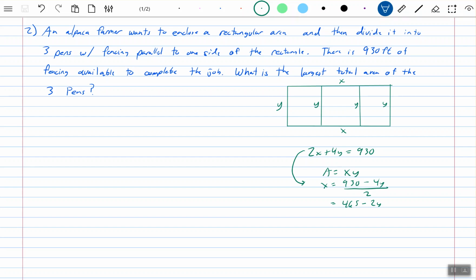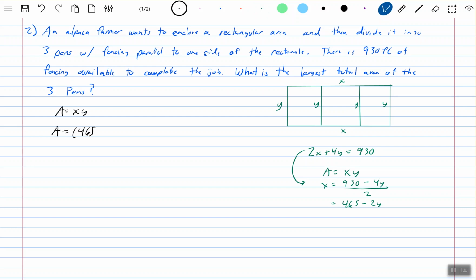Now that we have x in terms of y, what we can do is go ahead and sub back in to our original area formula, which is what we're going to do now. We wish to get this function, A equals xy, in terms of one variable. Now we have x in terms of y. So that means A is equal to (465 minus 2y) times y, which is equal to 465y minus 2y squared. All right, looking good, looking good.